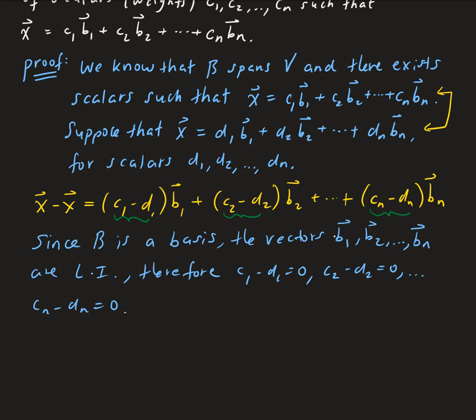So in general, for i between 1 and n, ci minus di is equal to 0. Hence ci must be equal to di. That shows us that the scalars c1, c2, and cn must be equal to d1, d2, and dn. They have to be equal because b1, b2, and bn are linearly independent of each other. So this shows that our representation for x is unique.